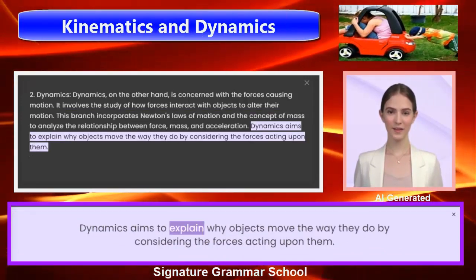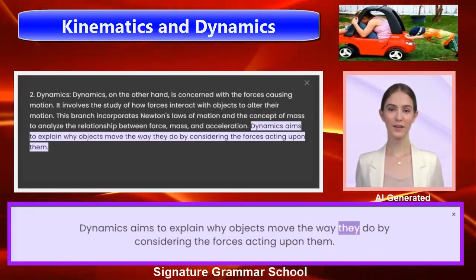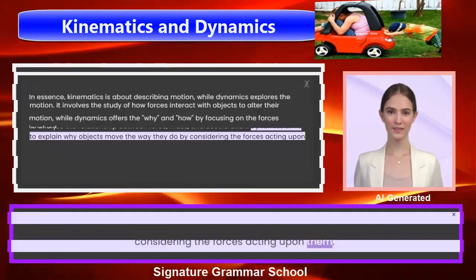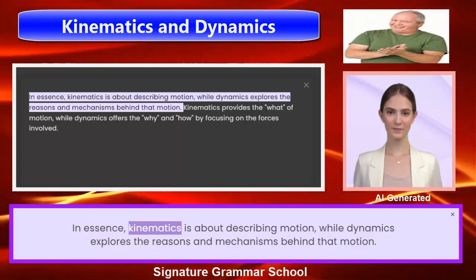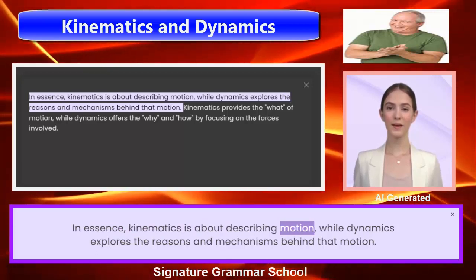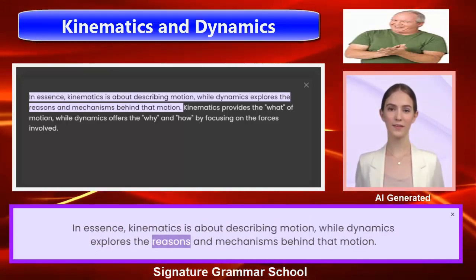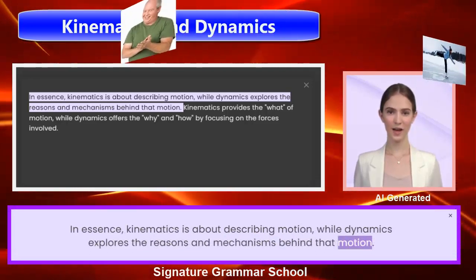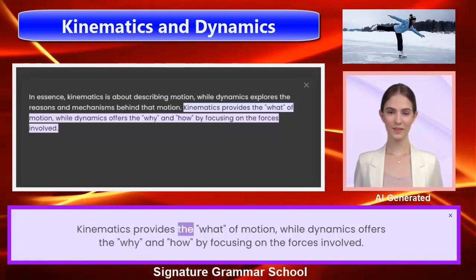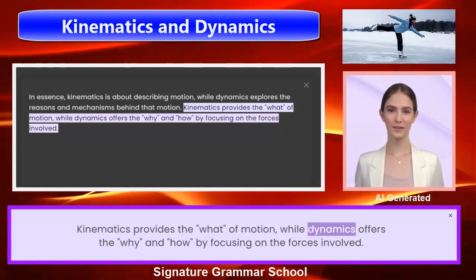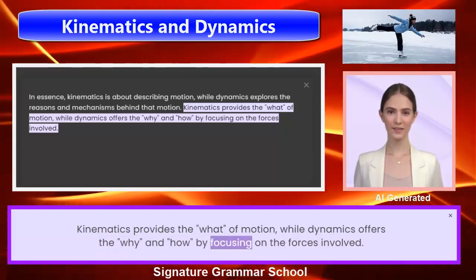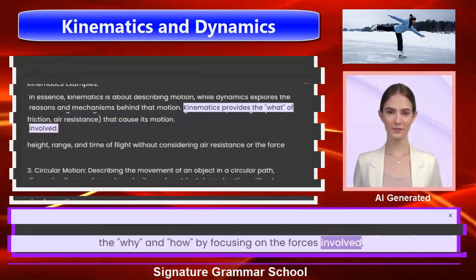Dynamics aims to explain why objects move the way they do by considering the forces acting upon them. In essence, kinematics is about describing motion, while dynamics explores the reasons and mechanisms behind that motion. Kinematics provides the what of motion, while dynamics offers the why and how by focusing on the forces involved.